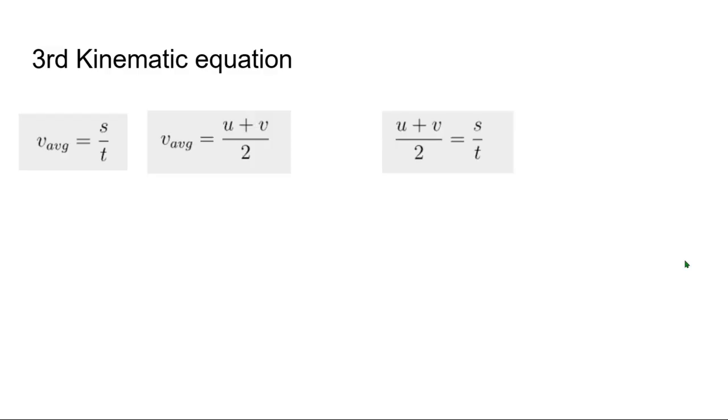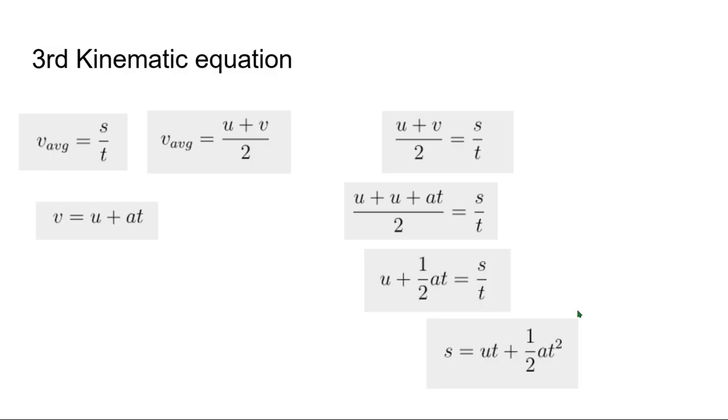Now comes the fun part. We take the second kinematic equation, which is this one, and we substitute it for the final velocity. After that, you can simplify the expression to get u plus 1 half at equals s divided by t. Now, if we isolate for displacement, we get our final equation, which is ut plus 1 half at squared equals displacement. The fourth and final kinematic equation is used when you have all of the data other than time.